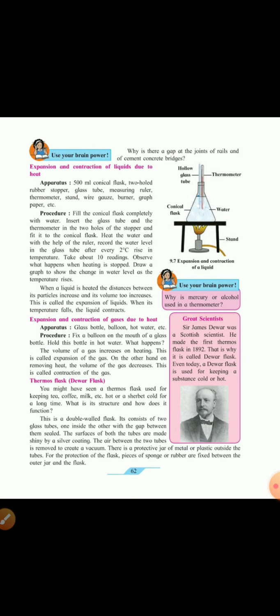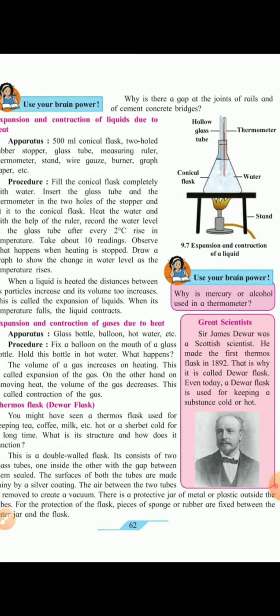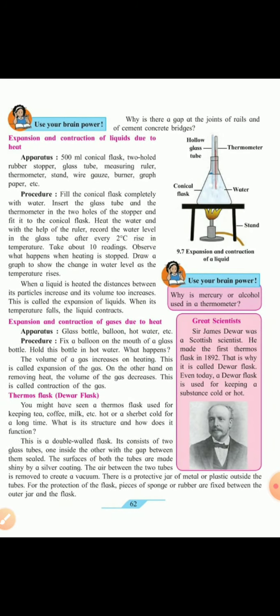Now, use your brain power. Why is there a gap in the joints of the rails and of cement concrete bridges? You must have observed this railway line, you must have seen it. There are gaps in between. Now, we know that these rails are made of metals, and you know that metals are good conductors of heat. Therefore, they expand in summer.